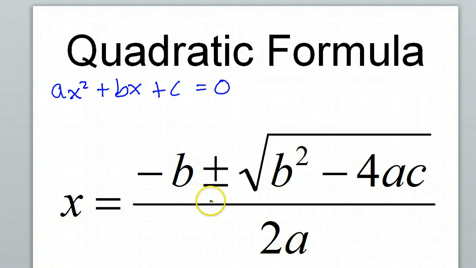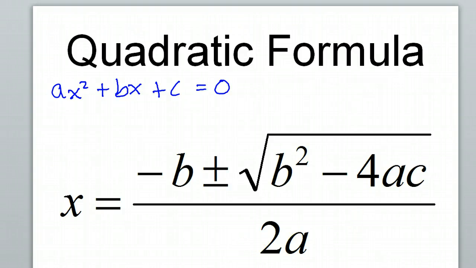And you had to memorize this. It helped to know the song. Opposite of b plus or minus square root b squared minus 4ac, all over 2a. Yeah, learn the song. What? Don't mock me. Don't hate, don't judge.